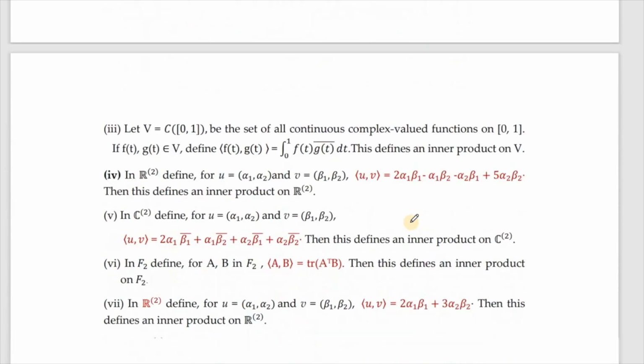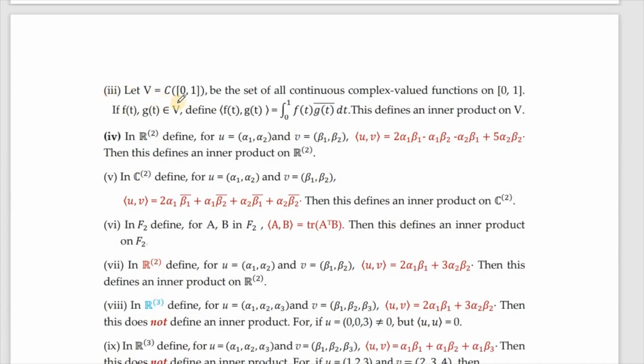Now, this vector space we have also already come across. Let V be the collection of all continuous complex-valued functions on the closed interval [0, 1]. We can define the inner product of two functions f of t and g of t as the integral from 0 to 1 of f of t times g of t conjugate. Had it been defined over the collection of all continuous real-valued functions, you would have it without the conjugate, but otherwise, with the same definition, we have an inner product on V.